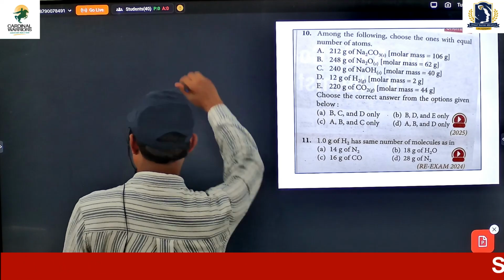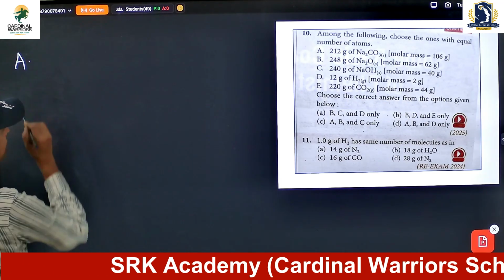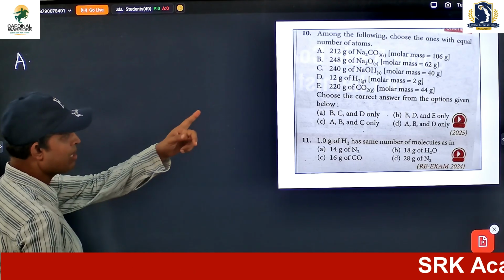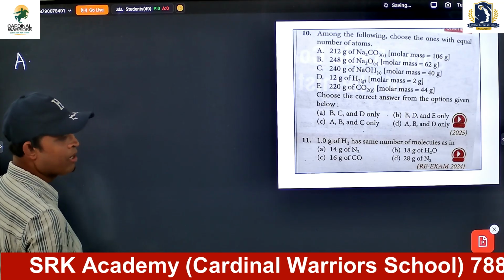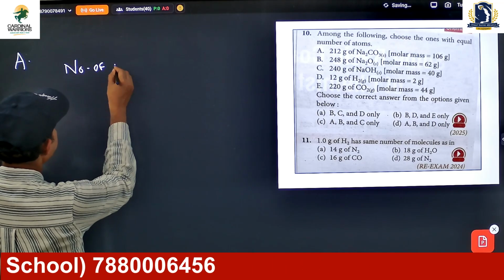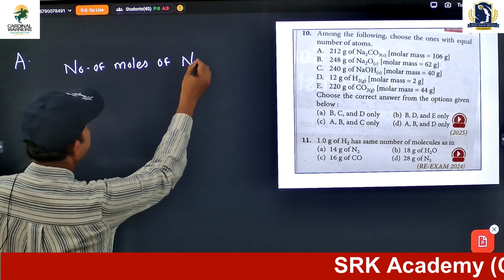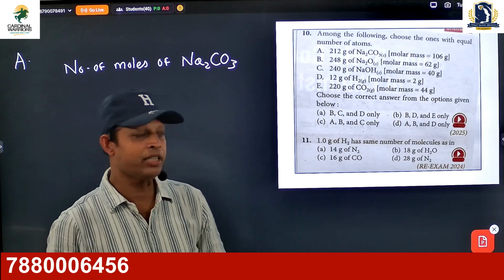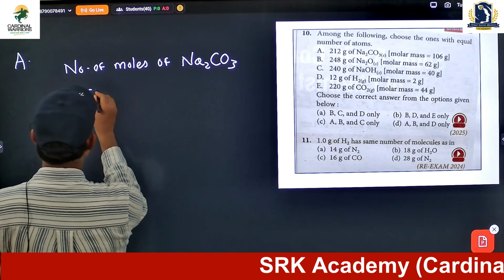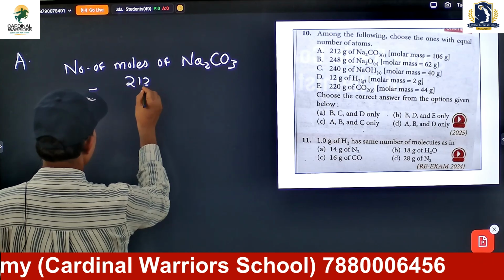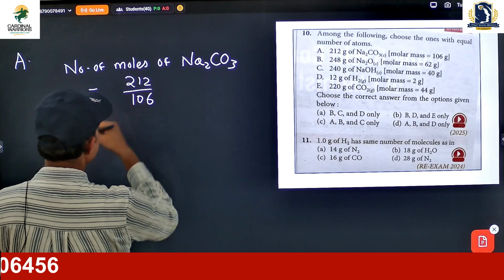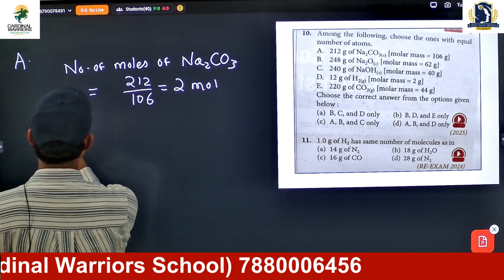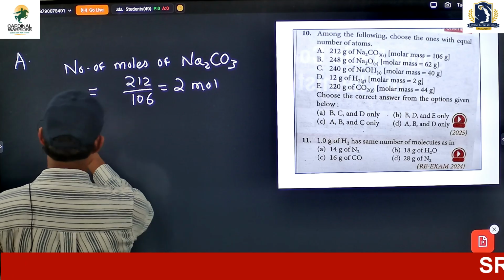So clearly, option A has 212 gram of sodium carbonate. First you find out the number of moles of Na2CO3. How to calculate? It is equal to given mass 212 upon 106, the molecular mass. It becomes 2 mole of sodium carbonate.